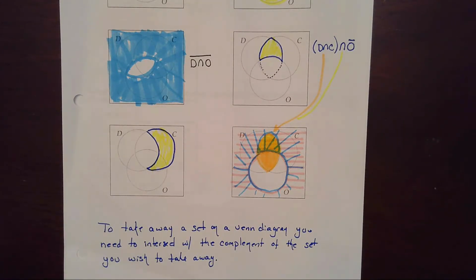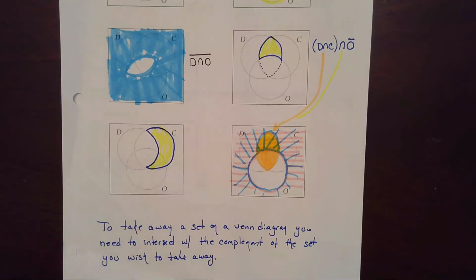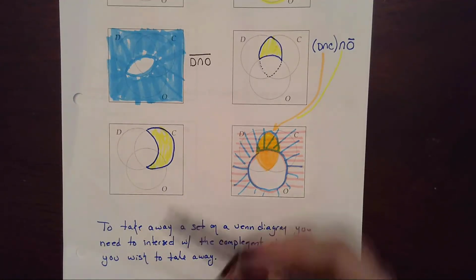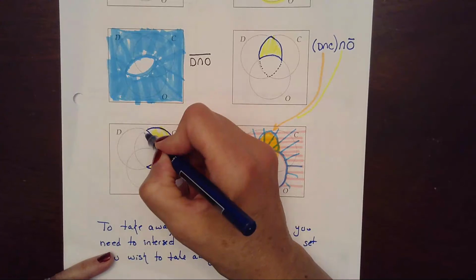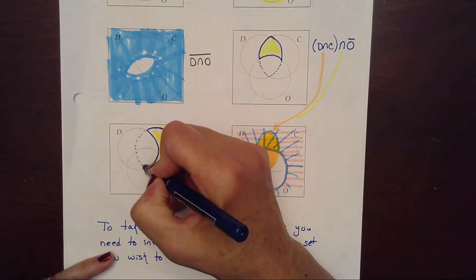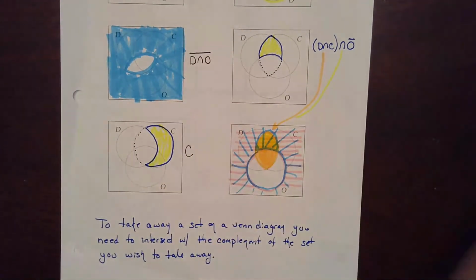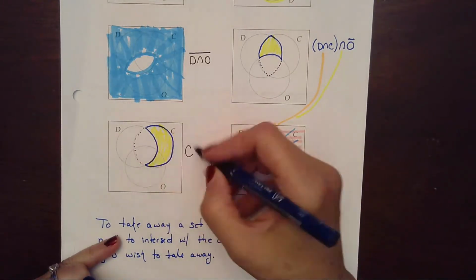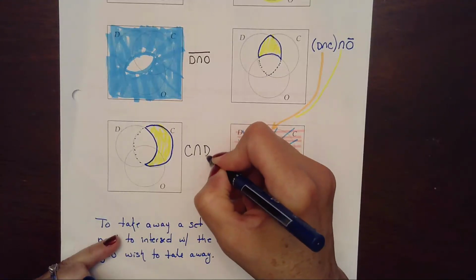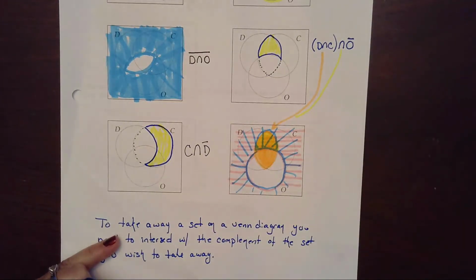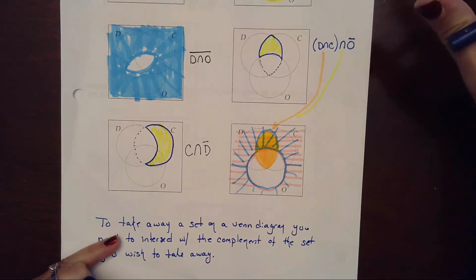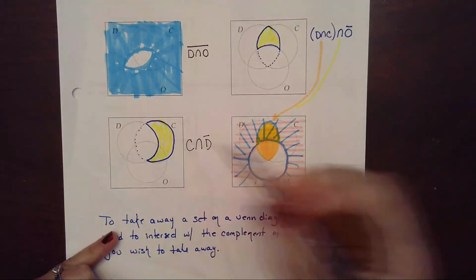Hopefully you see that we started with C. Imagine this is what you started with, this big circle C, and then look to see what set you took away. Do you see that you took away D? So to take away D, you intersect it with D complement. You start off with the big circle and then you took away D, and that's what gives you that moon shape.